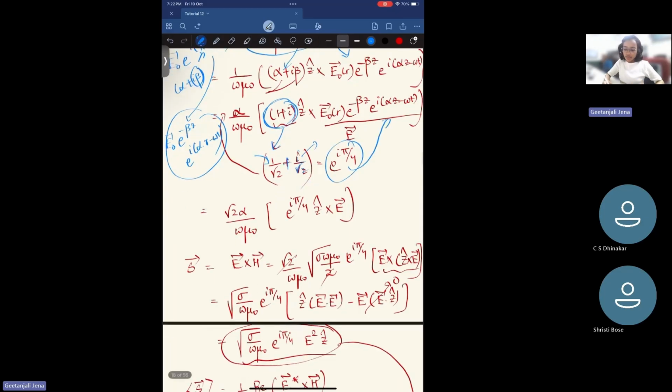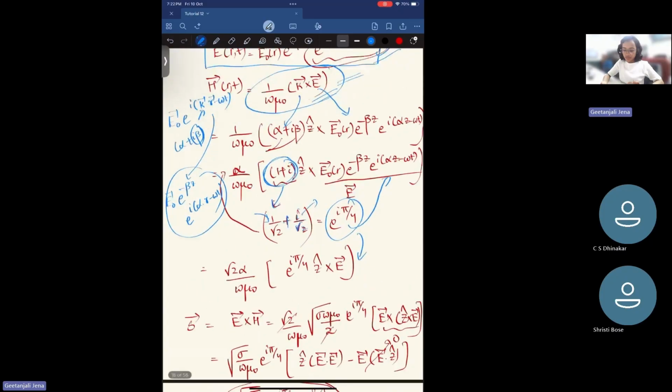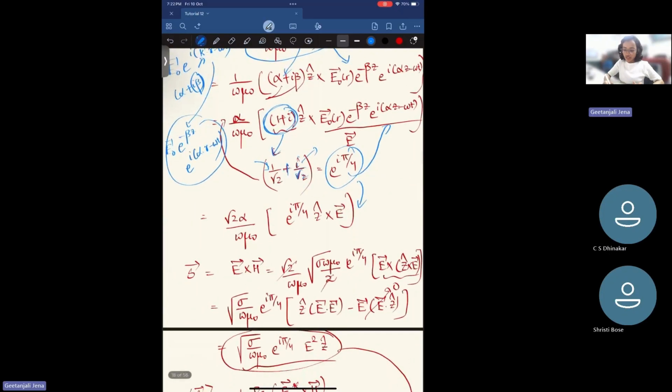In the next step, I have calculated the simplified expression for the H. So this is the final expression we will get. Is this clear up to this?